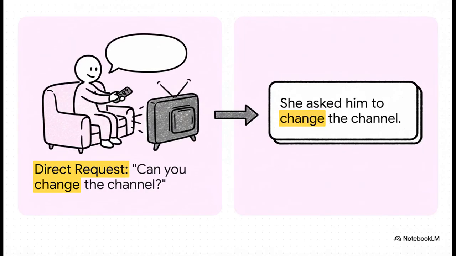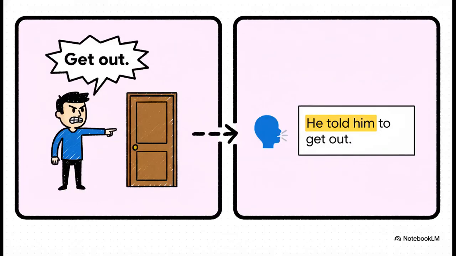Let's look at a polite request. Can you change the channel? That's obviously a nice, polite question, so we report it using ask. She asked him to change the channel. And check out the structure there. You've got ask, then the person, then the infinitive verb to change. But what if it's not so polite? Let's say someone says, get out. Yeah, definitely not a request. That's a command, loud and clear. So we switch our reporting verb to tell. He told him to get out. The structure's the same, but just swapping that one verb totally changes the vibe, doesn't it?